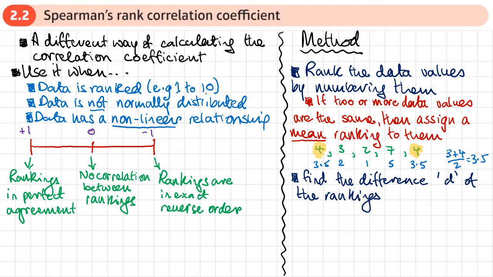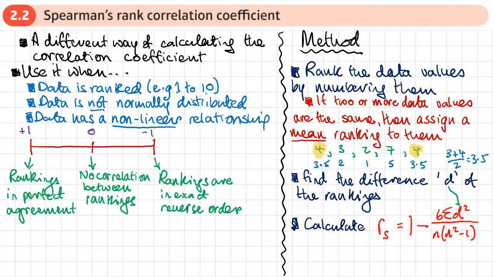Next thing that we do is that we find a difference, which we call D, of the rankings of our sets of data. And then lastly, calculate Spearman's rank using this formula. Now we use r sub s to represent Spearman's rank to differentiate that from the PMCC, which is this r. And we do 1 minus 6 times the sum of the differences squared. That's to ensure that they're all positive.